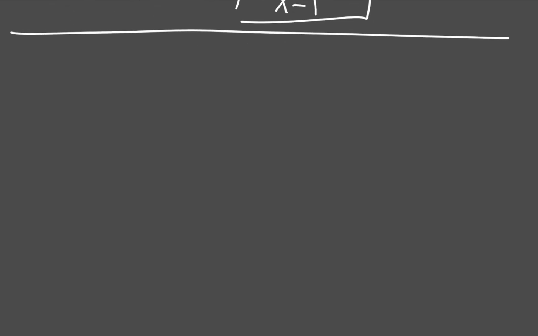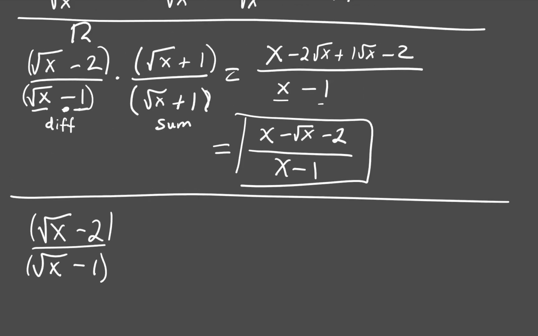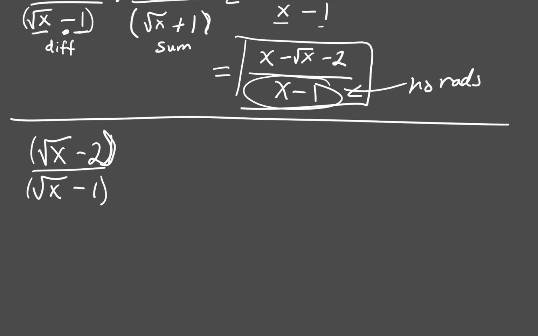Sometimes we can rationalize numerators too. So maybe let's do one where I rationalize a numerator instead. Let's look at the same exact problem, but we're going to rationalize the numerator. So I've got the square root of x minus 2 divided by the square root of x minus 1, right? So this was rationalize denominator. So I made the denominator not have any radicals in it. No radicals. Right. Now I want to make the numerator not have any radicals. So we're going to rationalize the numerator. So we're going to make the top not have any radicals in it.